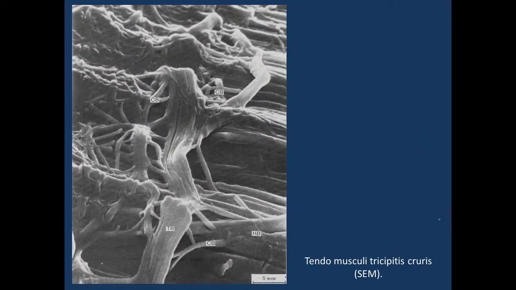The next slide shows the tendon we call the Achilles tendon, which is in our leg, and you see the tendon under the scanning electron microscope. Here you see collagen fibers. Some of them are very strong, some of them are very thin, but they are inside of the tendon and make it a very strong structure.